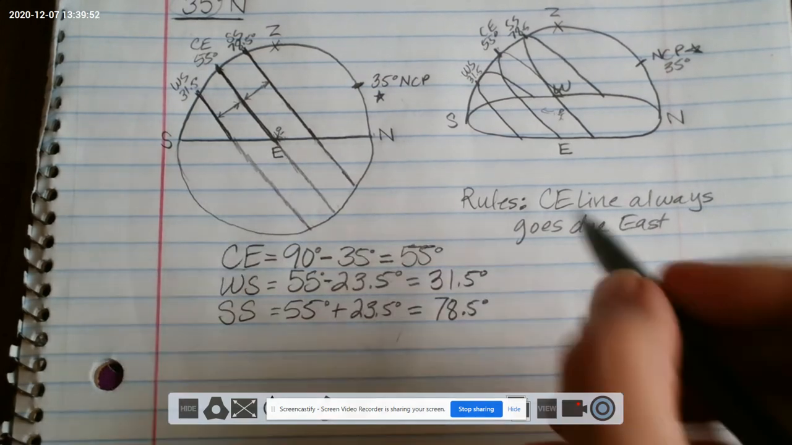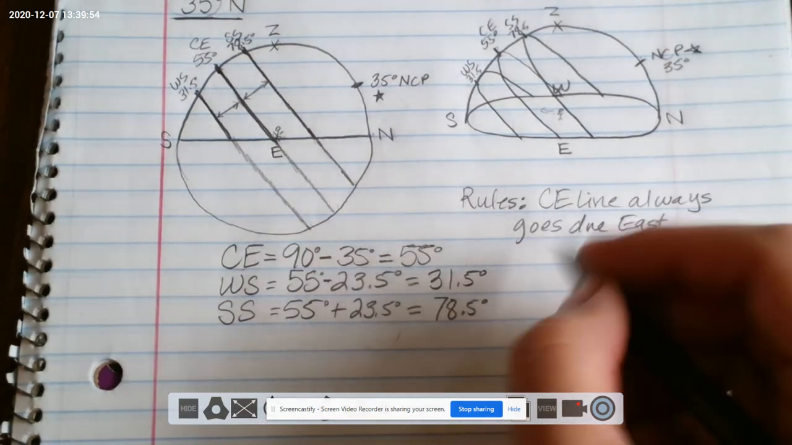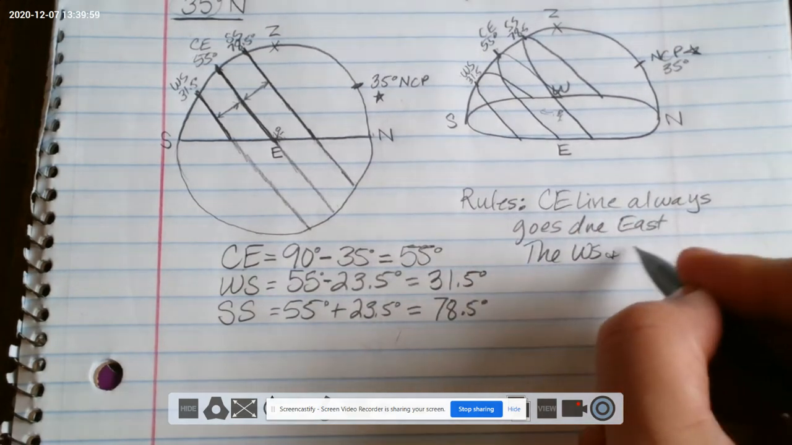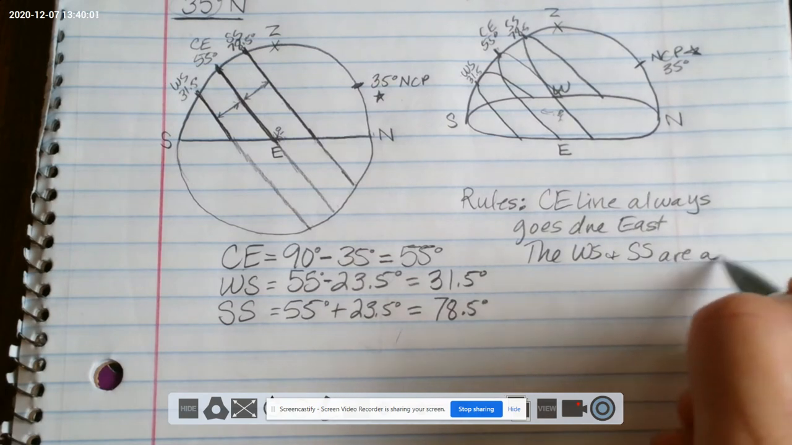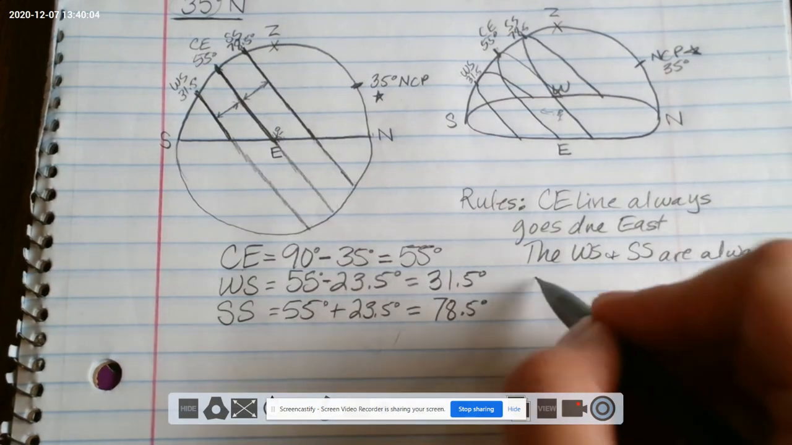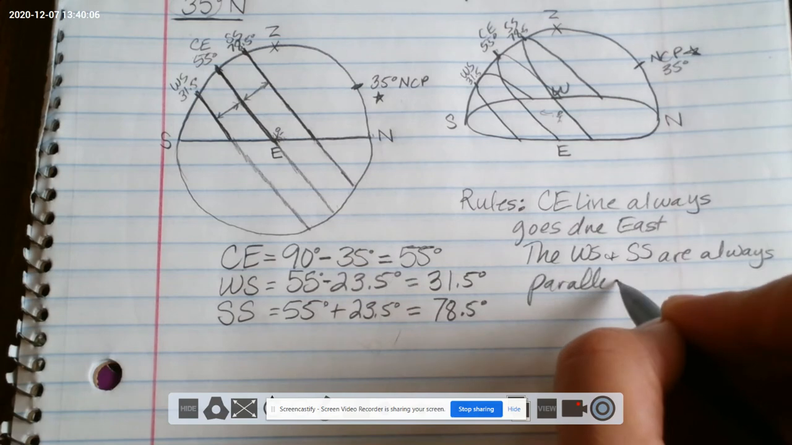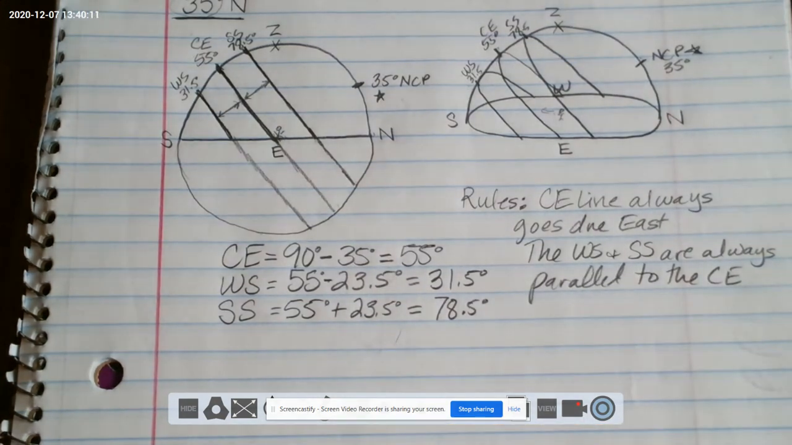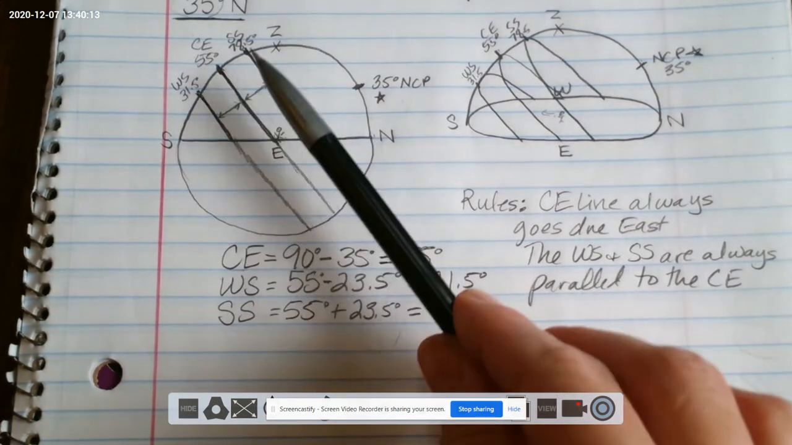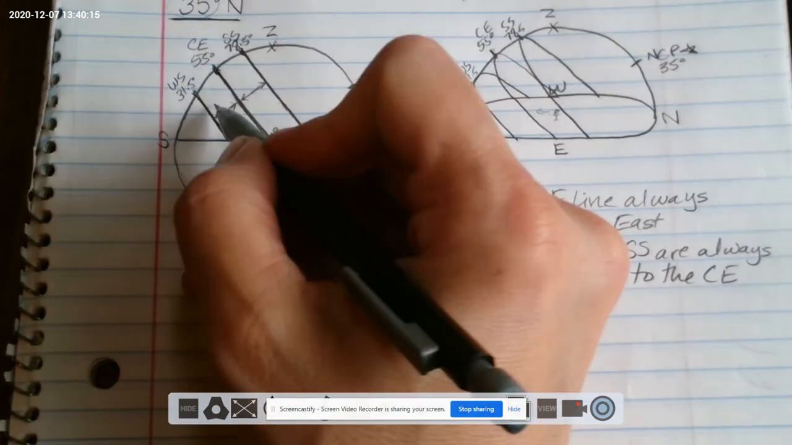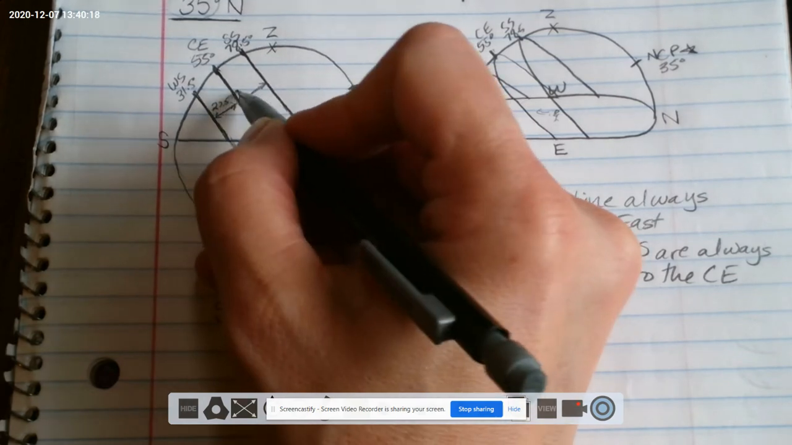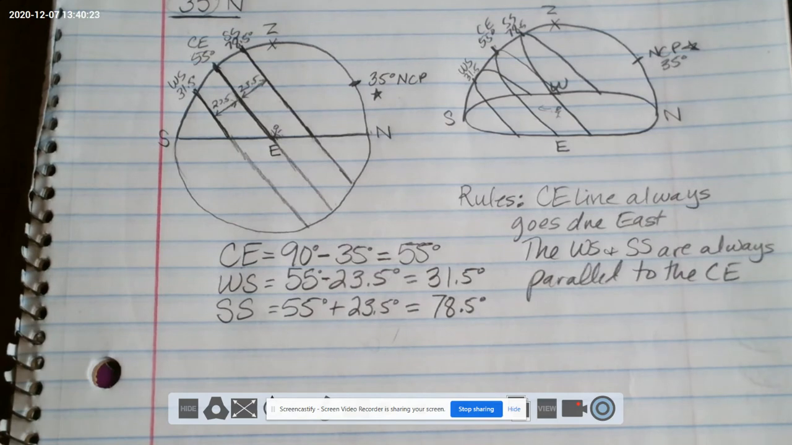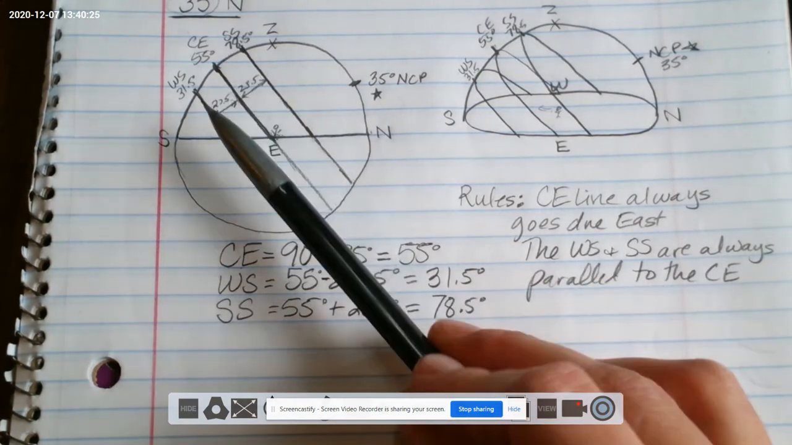So rule number two is the winter solstice and summer solstice lines are always parallel to the celestial equator. So these lines are always parallel to each other. And we know that this is 23.5 degrees, and this is also 23.5 degrees. If we were to add those together, it happens to equal 47 degrees. No matter where you go on Earth, that doesn't change.